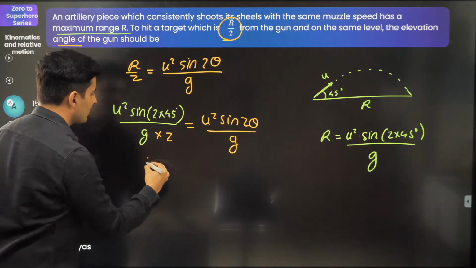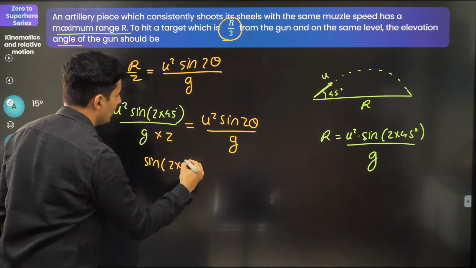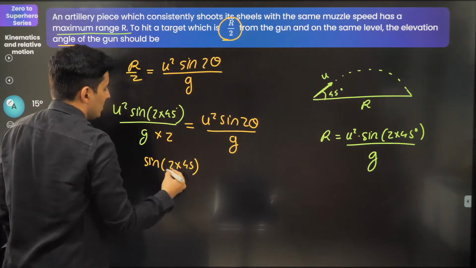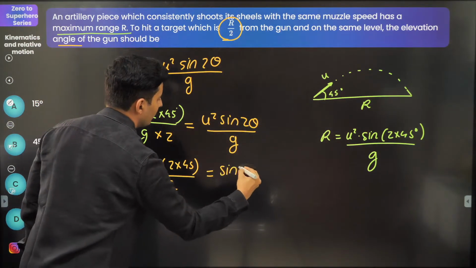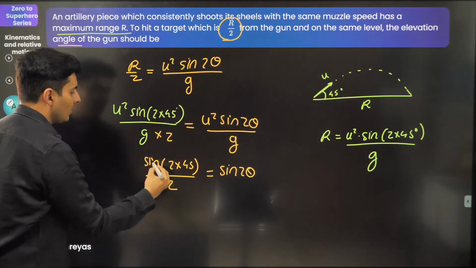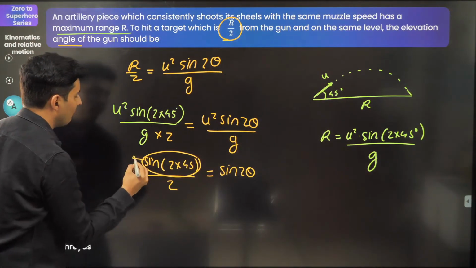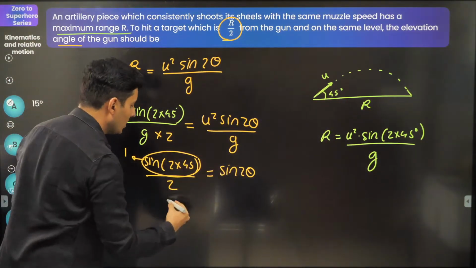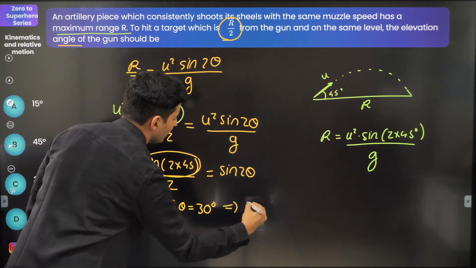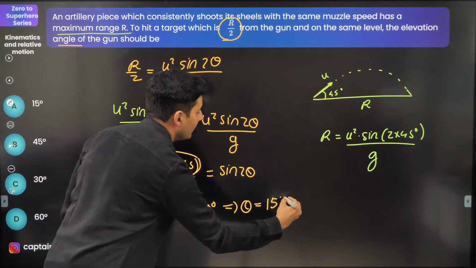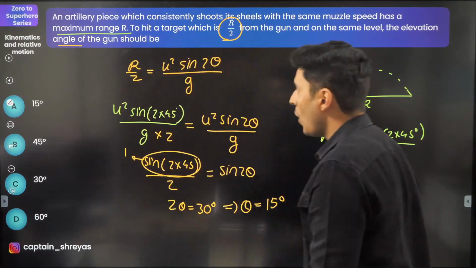So what remains is sine of 2 into 45, which is 1, by 2, is nothing but sine of 2 theta. Sine of this is basically going to be 1. So this is 1 by 2. That means 2 theta is 30 degrees. That means theta is 15 degrees. That's the answer. Option A it is.